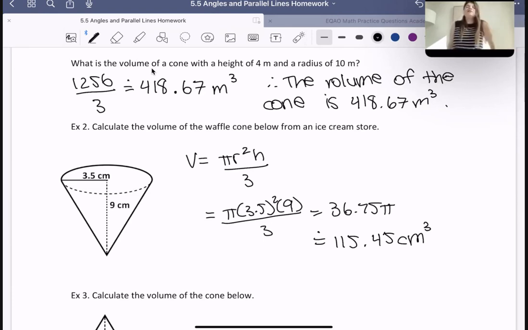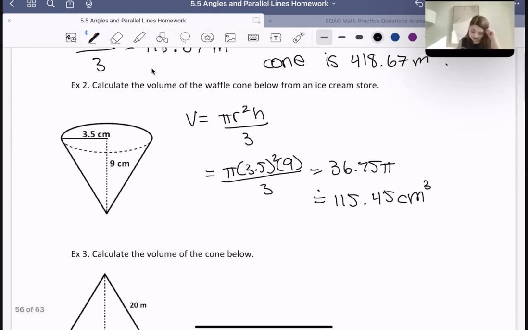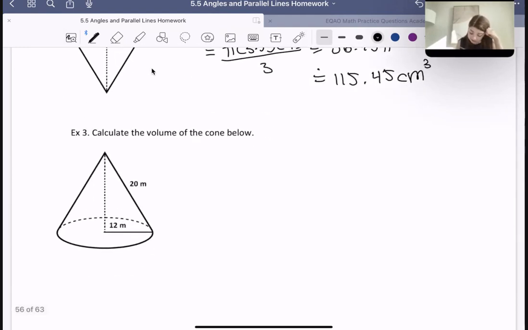All right, let's do the same thing for our next question here, which asks us to calculate the volume of this cone. So how do we do that? Well, same as before. Volume is equal to pi r squared h over 3. In this case, our radius is 12, and our height is, this is the slant height. This isn't the actual height. So what must we do to find the actual height? We need to use Pythagoras' theorem to find the actual height.